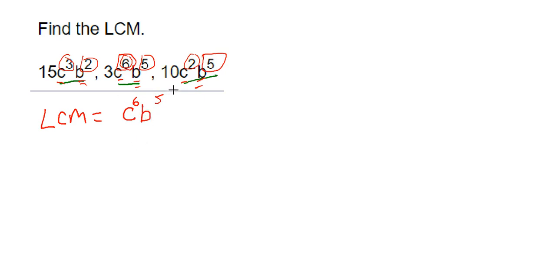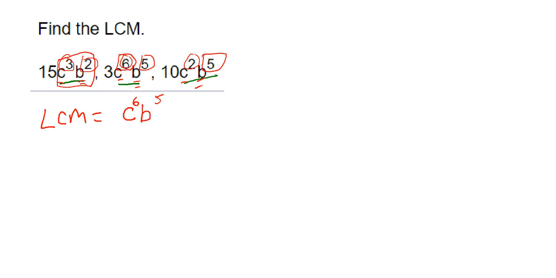What this actually is representing, I know it can be a little complex, and if it doesn't quite make sense, I'd say probably don't worry about it too much. But this is the smallest expression that can be evenly divided by each of these variable expressions. So the c to the third power b squared divides evenly into this. So does c to the sixth power b to the fifth power. That divides evenly into that. In fact, it's the same thing, right? So it divides into itself. And c to the second power b to the fifth power also divides into this, right? So each of these will divide evenly into this, and it's the smallest expression with the least number of powers that meets that criteria.